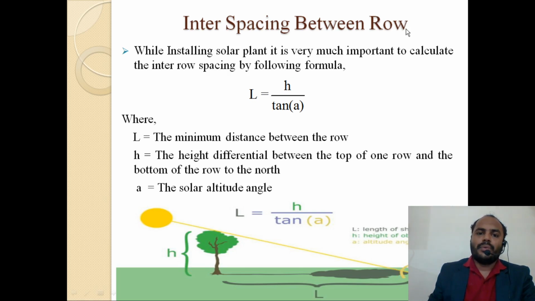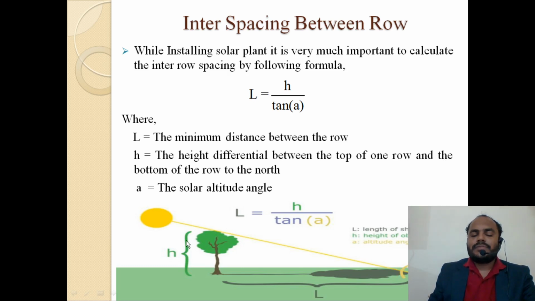The inter-row spacing, we calculate by a simple formula, that is L is equal to H upon tan A, where L is the minimum distance between the rows, H is the height differential between the top of one row and the bottom of the row to the north, A is the solar altitude angle.